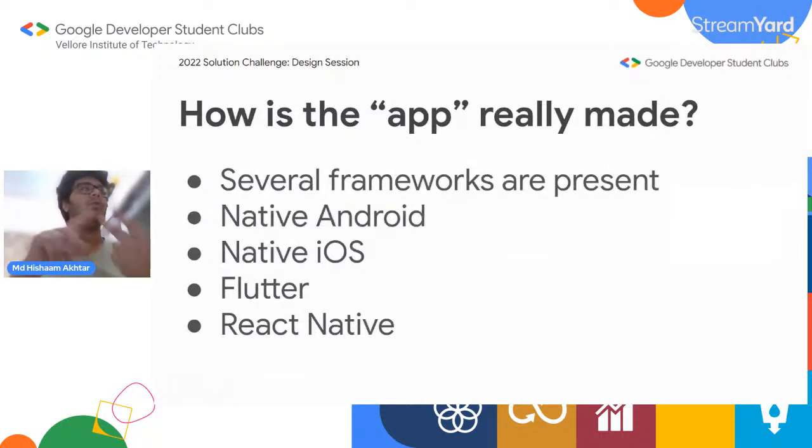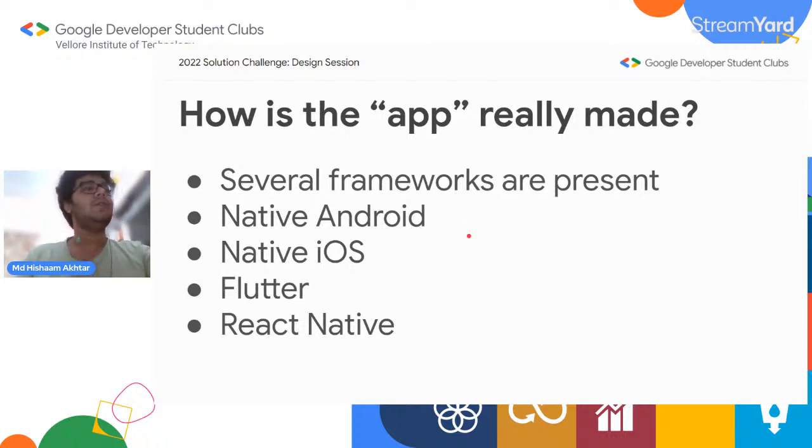So there are several frameworks present, obviously. The two major mobile phone operating systems are Android and iOS, right? I mean, 99.99% of the population uses either Android or iOS. So for each of these, Android and iOS, there are native frameworks to build apps for them. Native Android can be built using Kotlin or Java, and native iOS can be built using Objective C or Swift, right?